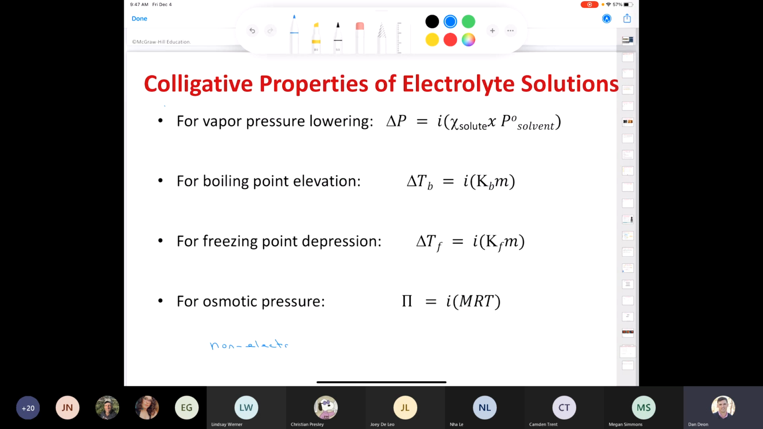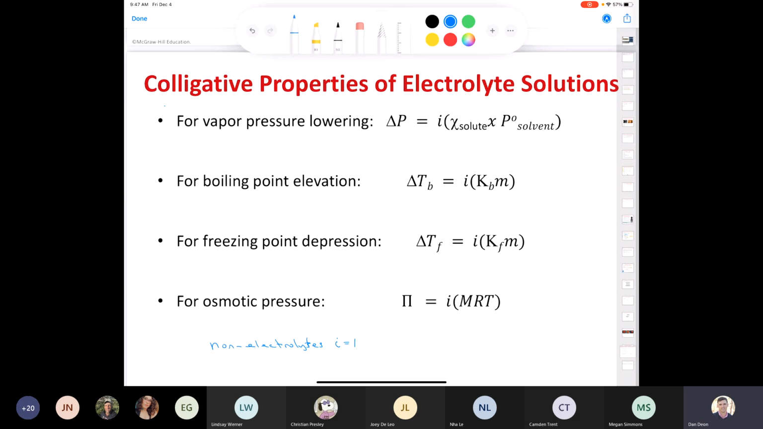Non-electrolytes, i is going to be equal to 1. Okay, so we didn't even include it, right? But remember that colligative properties, this goes way back to the beginning of our lecture, I said they were affected by what? The number of particles in the solution, not the identity of those particles, right?